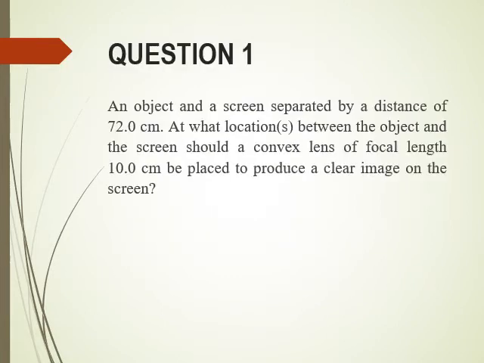Question 1. An object and a screen are separated by a distance of 72 cm. At what locations between the object and the screen should a convex lens of focal length 10 cm be placed to produce a clear image on the screen?